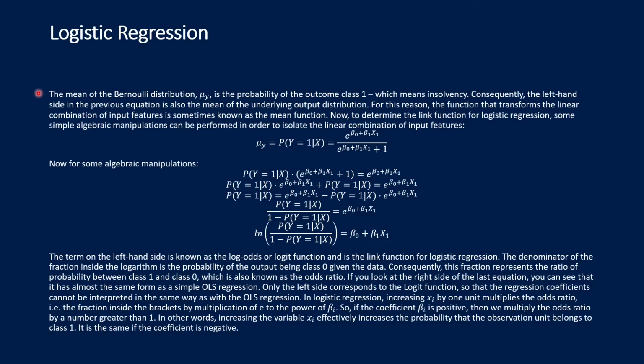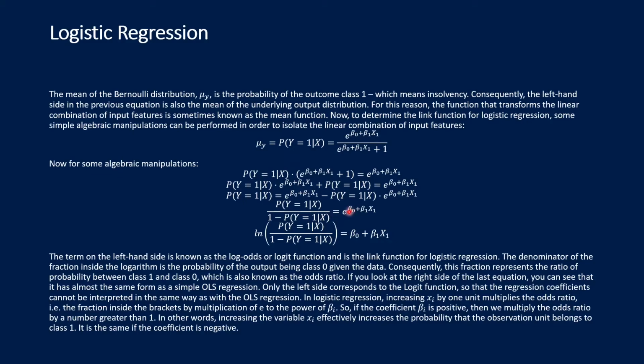Now, to determine the link function for logistic regression, some simple algebraic manipulations can be performed in order to isolate the linear combination of input features. So here again we have the same function that is also called the mean function. And now we start some algebraic manipulations. We simply isolate the linear combination here. So the first thing that we do is to multiply with e to the power of the linear combination plus 1. So both sides multiplied gives this one. Then we're going to exclude the 1 here, of course, by multiplying out the brackets.